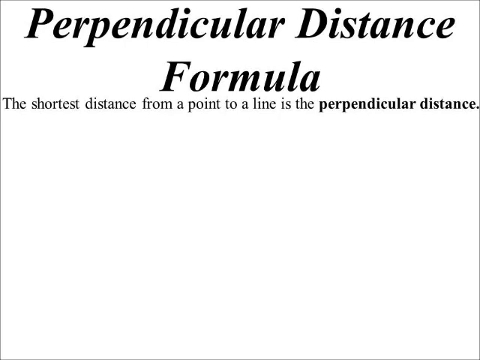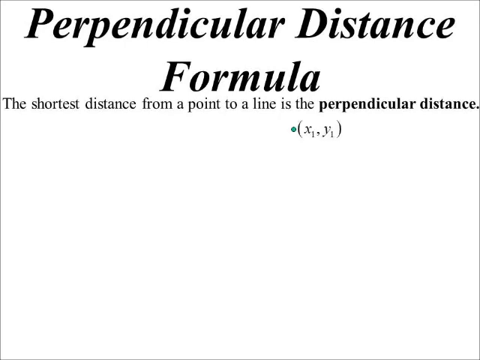Well, let's have a look at this wonderful formula, the perpendicular distance formula. The reason it's so important is because whenever they say find the distance from a point to a line, now obviously you could draw lines in all sorts of directions and come up with all sorts of distances. So when they say find the distance from a point to a line, they're talking about the shortest distance, and the shortest distance is always the perpendicular distance.